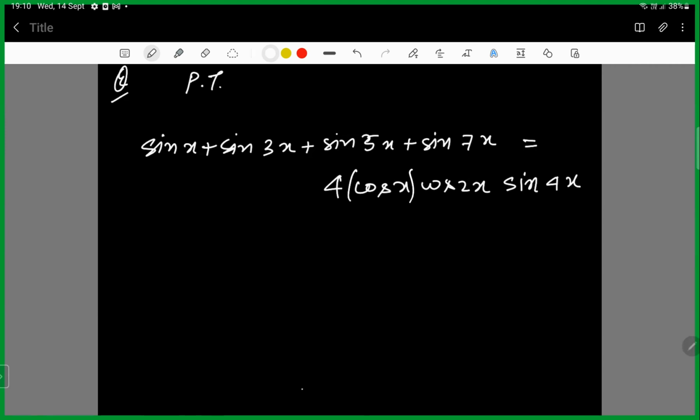Yeah, cos 2x. But these are all multiplication. This is cos 2x. Okay, I'll give you a hint. Write down sin A plus sin B first.